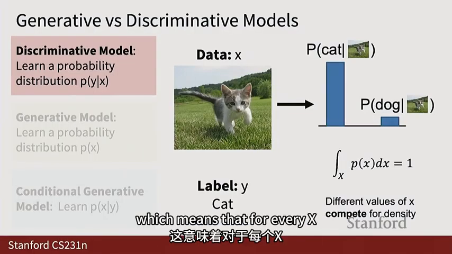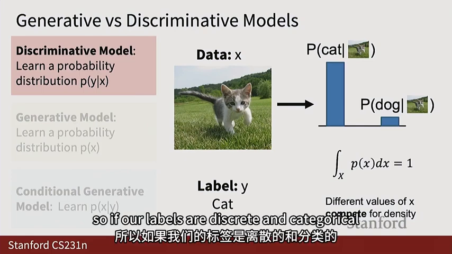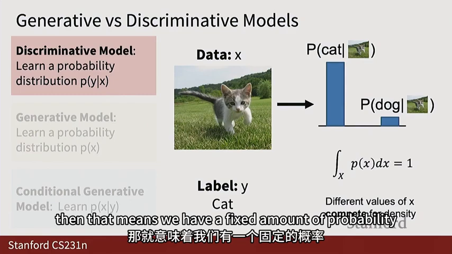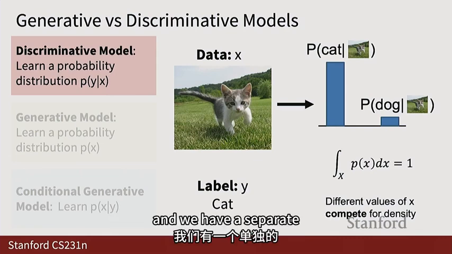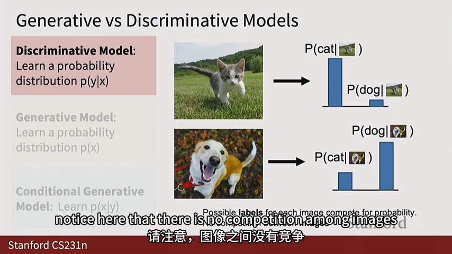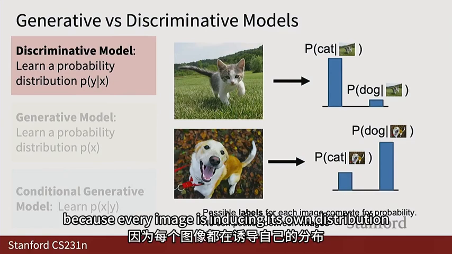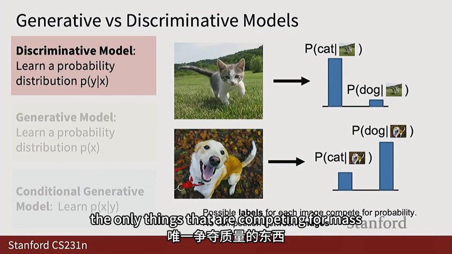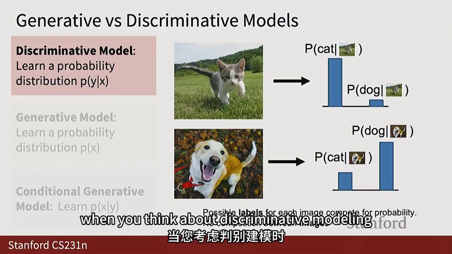So in the case of a discriminative model, we're learning a probabilistic model of y conditioned on x, which means that for every x, our model is predicting a probability distribution over all possible labels. So if our labels are discrete and categorical, like cat, dog, then we have a fixed amount of probability, 0 to 1, and cat and dog must sum to 1. And we have a separate probability distribution over the labels for every input x. And crucially, notice here that there is no competition among images for probability mass. Because every image is inducing its own distribution over the label space, there's no competition for mass across the different images. The only things that are competing for mass are the different labels for each image. And that's very important when you think about discriminative modeling.